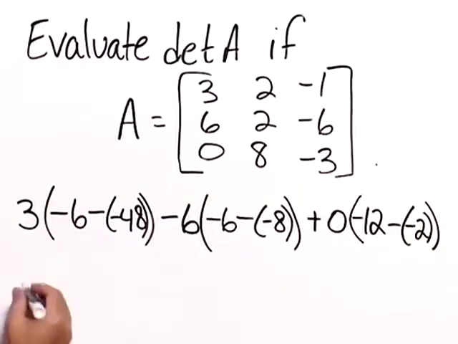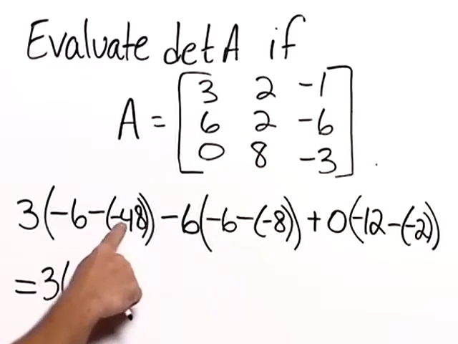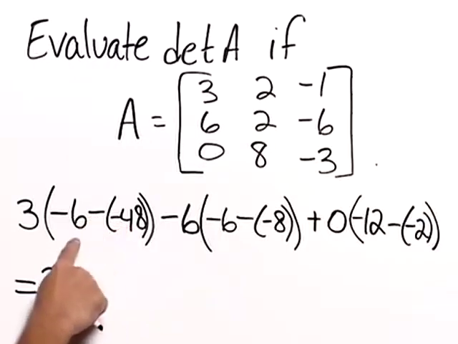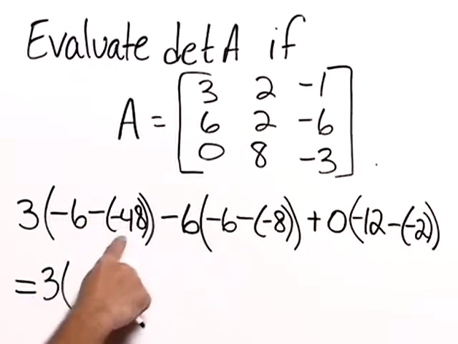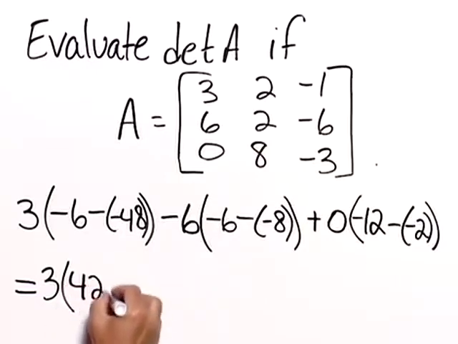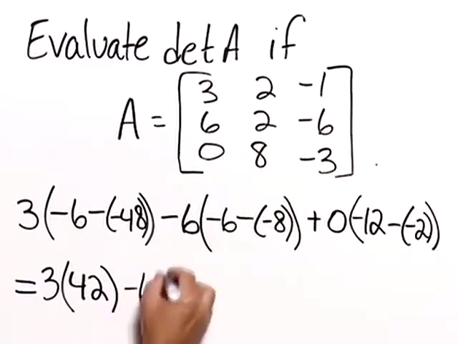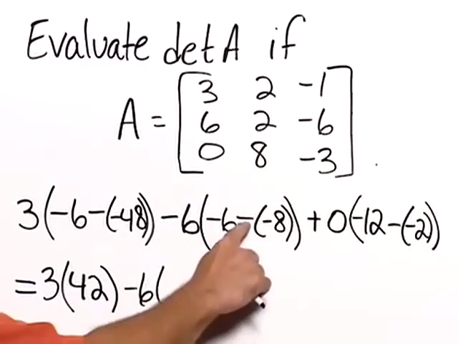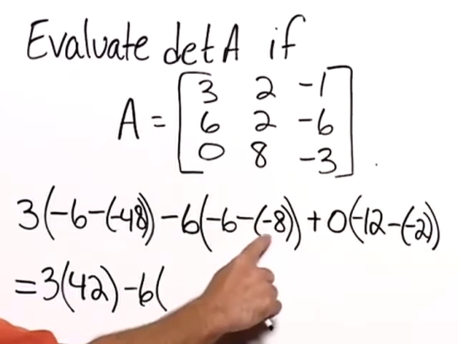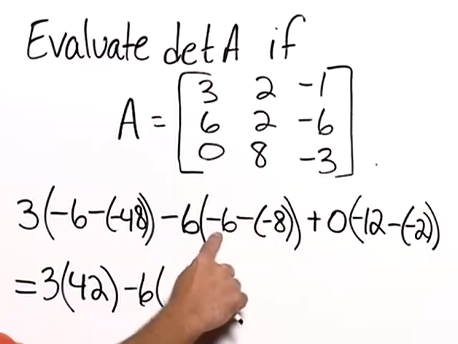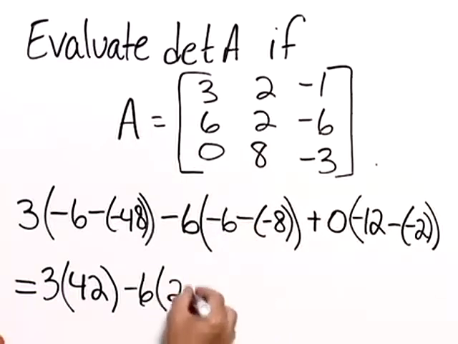So now this would be equal to 3 times, well, subtracting a negative is the same as adding a positive, so we have negative 6 plus 48. That equals 42. Then minus 6 times, again, subtracting a negative is the same as adding a positive, so we have negative 6 plus 8, and that's 2.